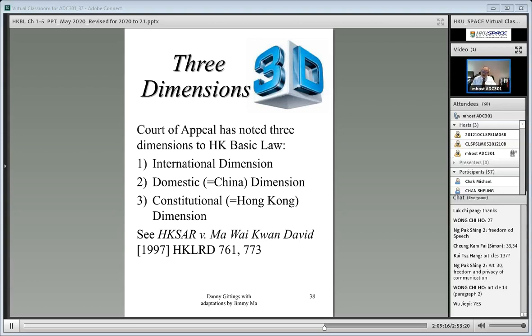That is David Ma. And in that judgment, the main judgment, the Basic Law was described as having three dimensions. One is the international dimension, and the second one is the domestic, or if you like, China dimension. The third one is the constitutional dimension, which involves examining the position of Hong Kong and the system that had been in place since very early days, 1842, to present day Hong Kong.